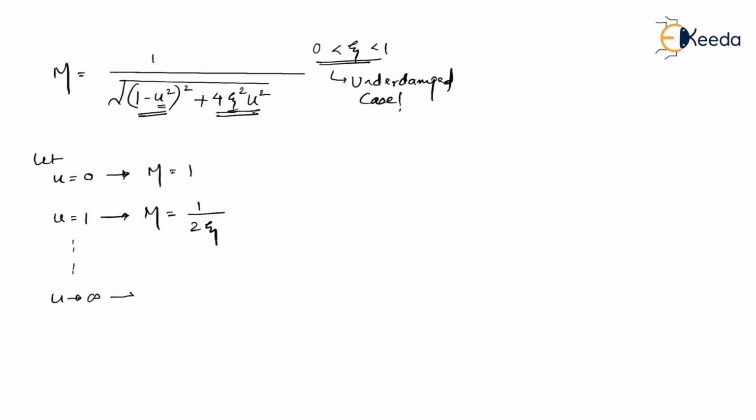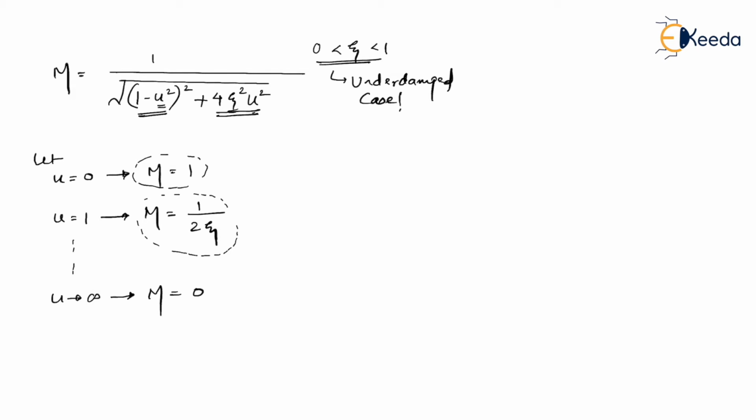And at the end, when you substitute u value equal to infinity, the denominator of m becomes, not 0, but infinity. If the denominator becomes infinity, obviously the magnitude will become 0. So as you can see, when I increase the value of u, initially m is increasing. Here people misinterpret this as if m is decreasing. Let me tell you what is happening.